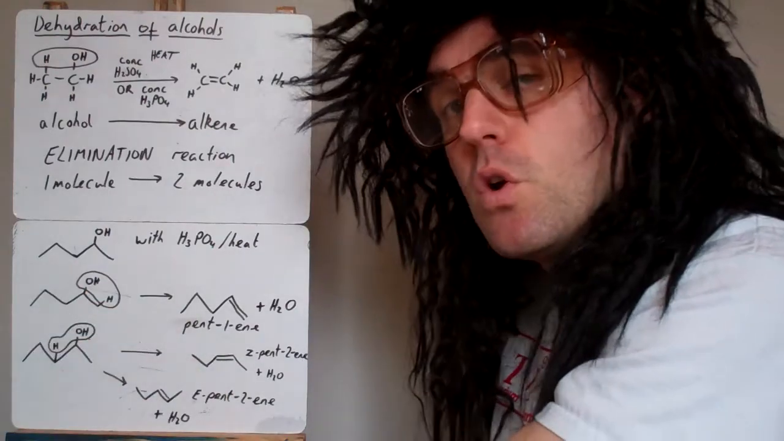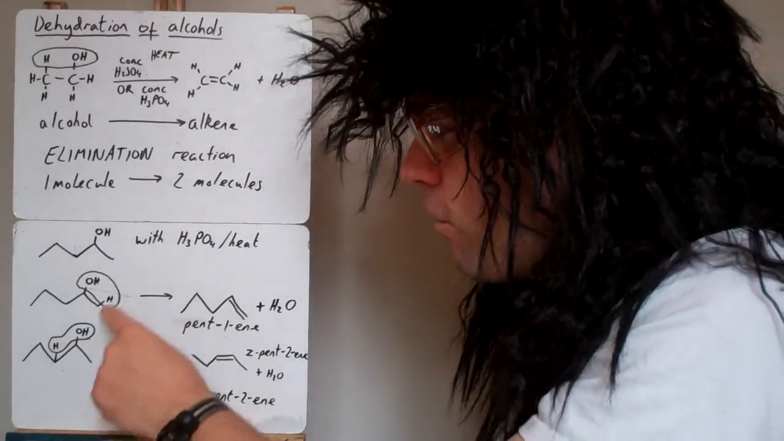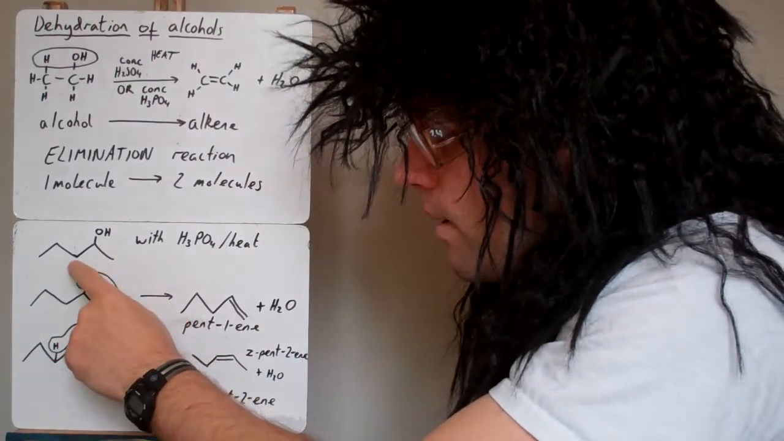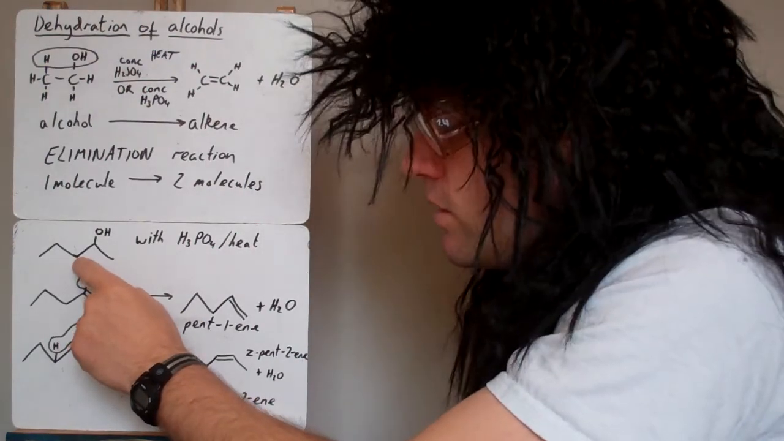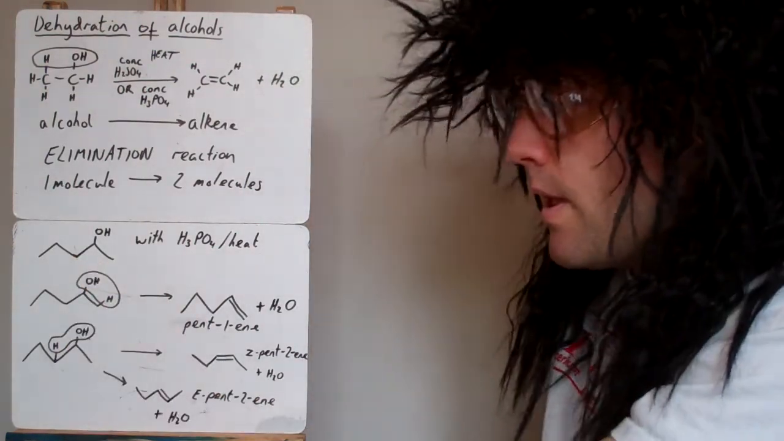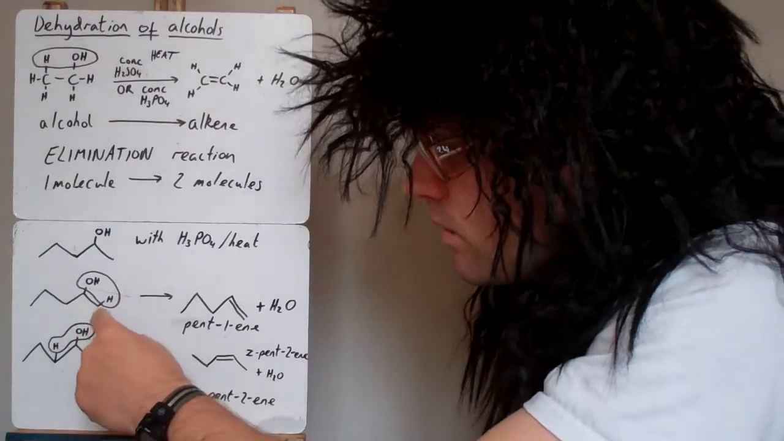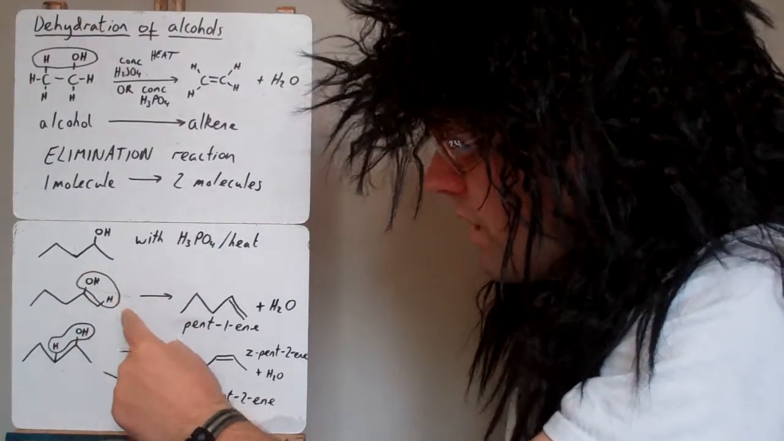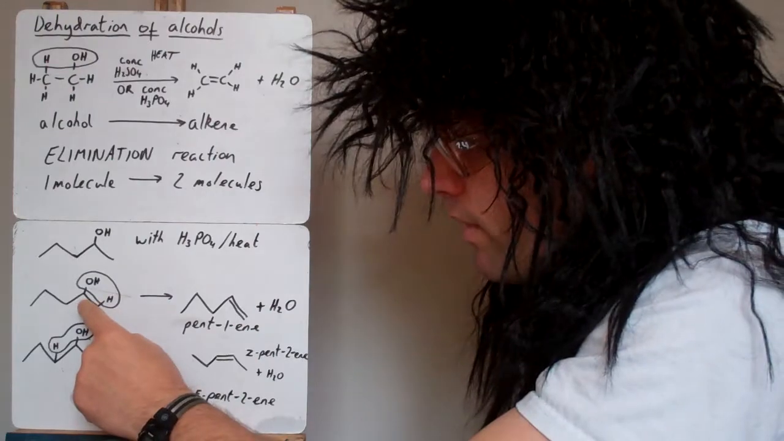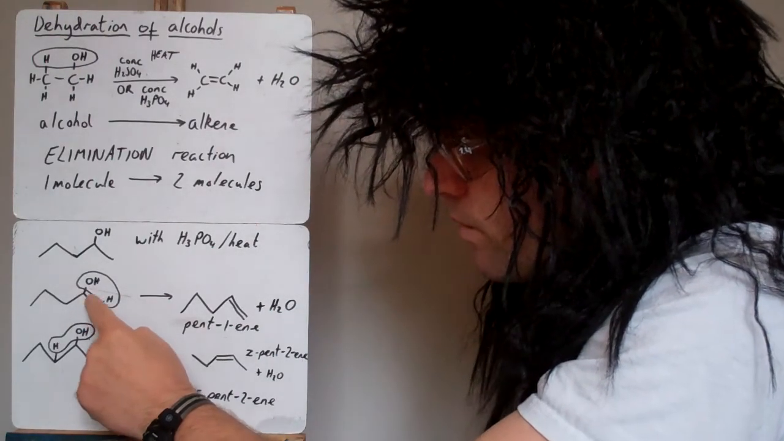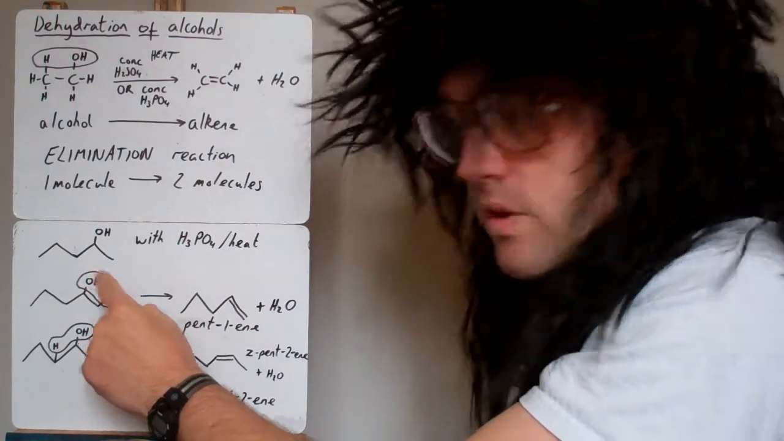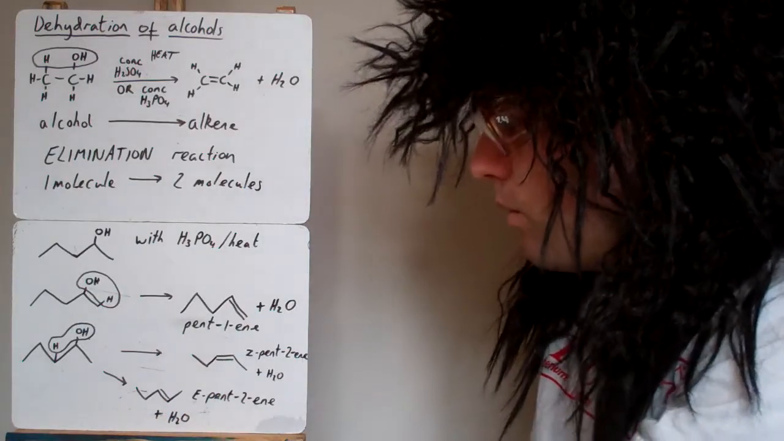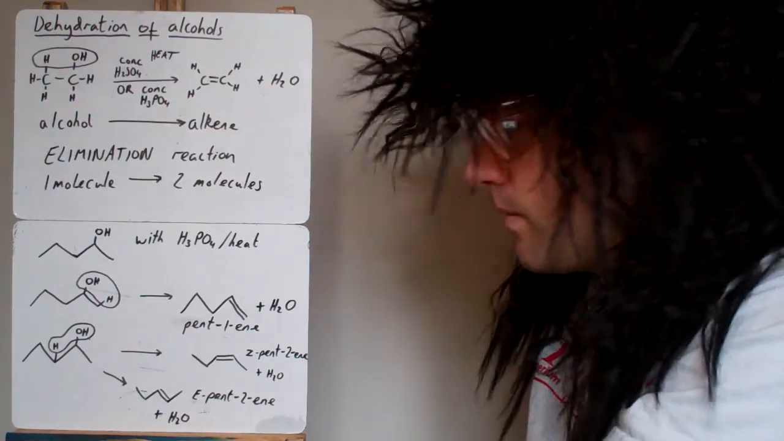But this alcohol is not symmetrical, so the hydrogen could either come from the carbon here, or it could come from the carbon here in position 3, so position 1 or 3. If it came from position 1, this OH and this hydrogen will come off to make H2O, and a double bond then will go between carbon 1 and 2, okay? Where the hydrogen was removed and when the OH was removed, like so. So that would be pent-1-ene.